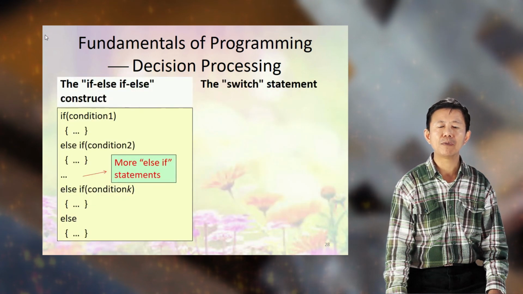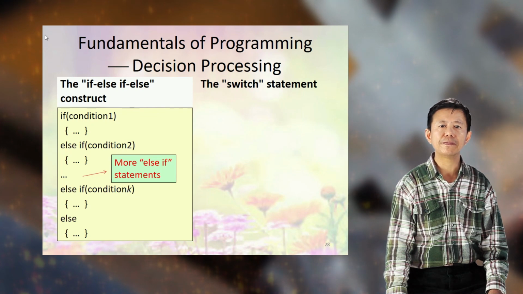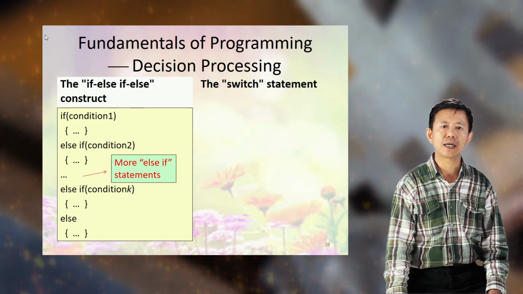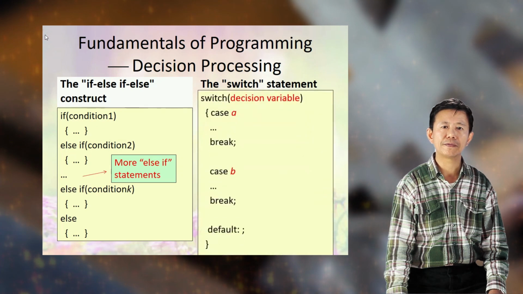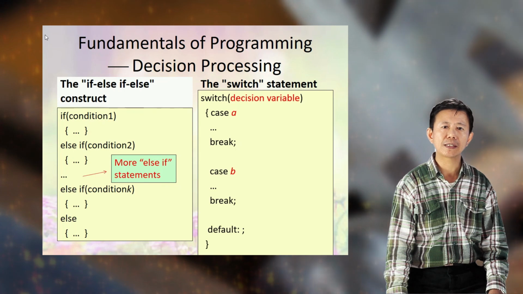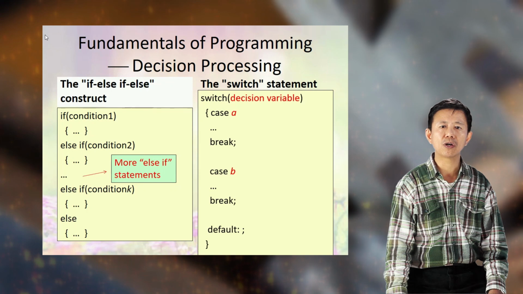When there are more than 2 conditions, the if-else-if construct will be used, as shown here. Alternatively, you may use the switch statement. When the decision variable equals a case, the statement or code bracketed for the case will be executed.